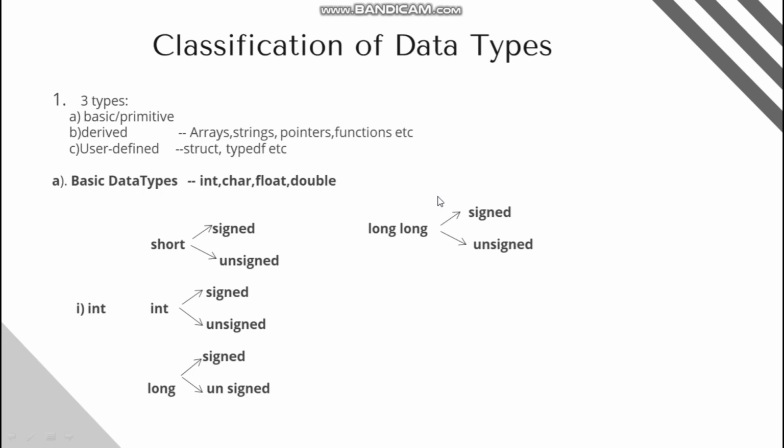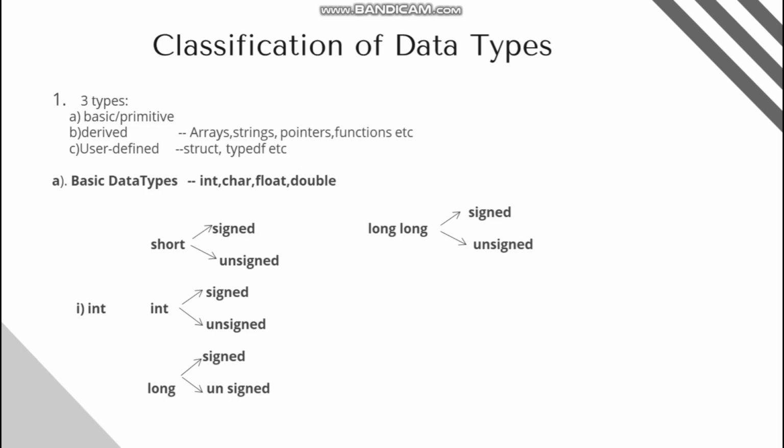We now look into the classification of the data types. They are broadly classified into three categories. First one being basic or primitive data types. They are also called fundamental or built-in data types. Second one, derived data types. As the name suggests, these are derived from the basic data types. Examples: arrays, strings, pointers, functions, etc. And the third one, user-defined.